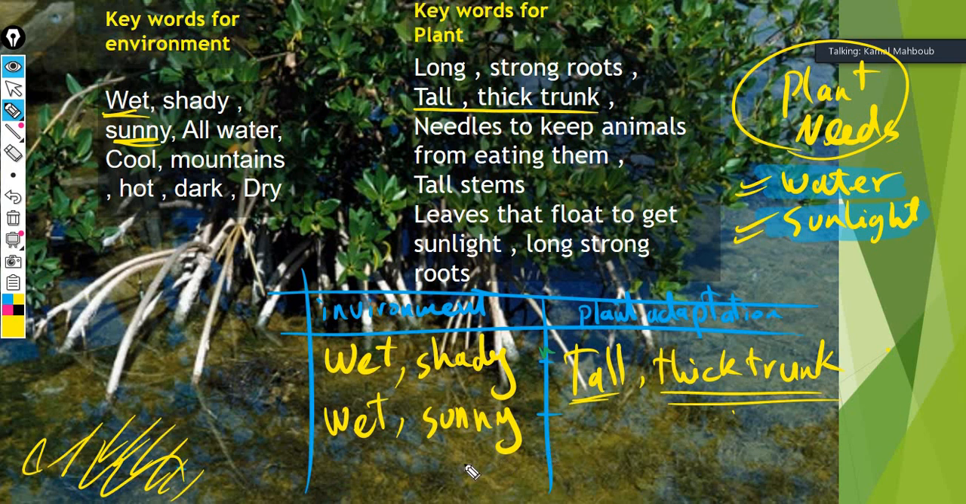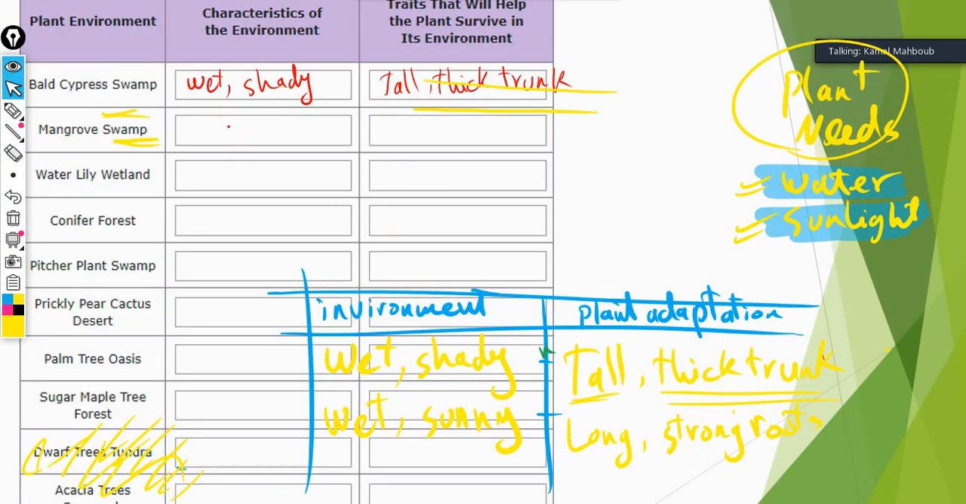So the problem for this plant is that the soil is not stable. So it has strong and long roots to anchor them in the soil. Long and strong roots. That's for Mangrove Swamp. You should also memorize the name of this place. Mangrove Swamp, we have long strong roots. Okay guys? Now again, you come back to the table like that and write here wet and sunny and long strong roots.